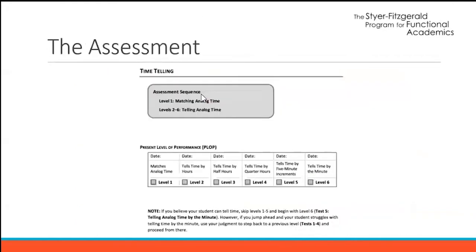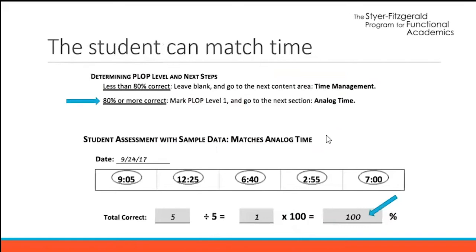So for example, here's a sample of an assessment. This is a secondary example, but it's almost identical to elementary. If you're following along in your own materials, the only difference is that elementary also assesses digital time, okay? So this is what the present levels of performance looks like, and remember, that's the beginning of that assessment area. So I'm going to turn the page and look at the scores.